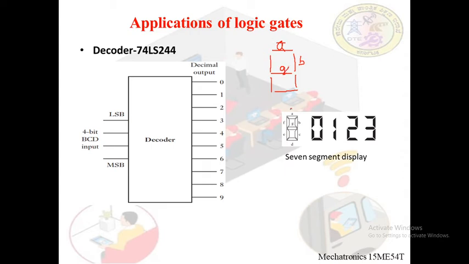So in order to drive this, suppose the digit 0 has to be represented, except G, all other 6 segments have to be powered on, and for 1 only B and C can be powered on, and for 2 we can power on A, B, G, E, D. That is enough. Similarly for the 9 digits also.